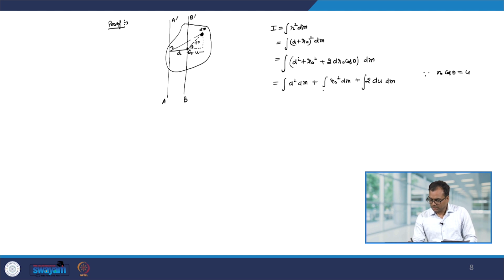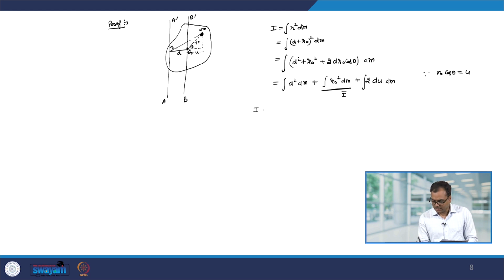So, this integral r naught square dm is the moment of inertia of this rigid body about B prime. So, let me write it as I bar.